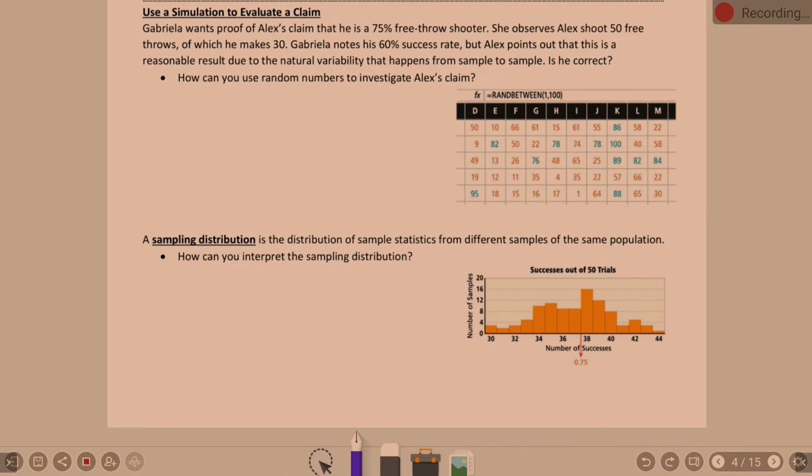Keep in mind, he claims he's a 75% free throw shooter. So 1 through 75 represents that he made it. 76 through 100 are going to represent numbers that he didn't make. So that's basically saying, okay, I get a number of 50. Ooh, that's 1 through 75. That represents a make. Number 76 through 100 represents a miss. So we'll look at this data tomorrow and dig into it.